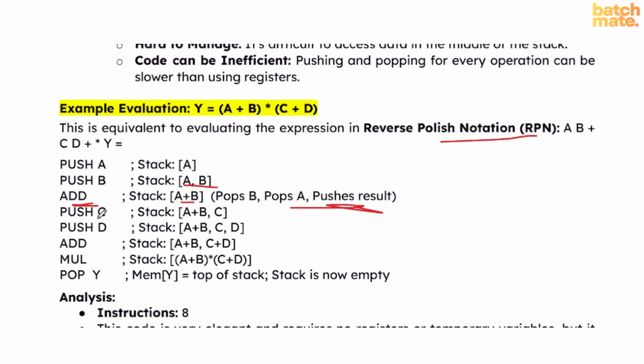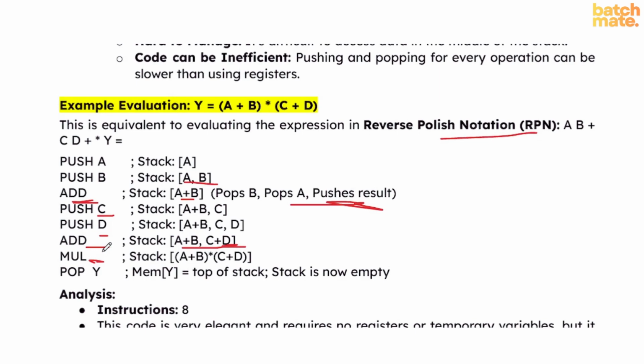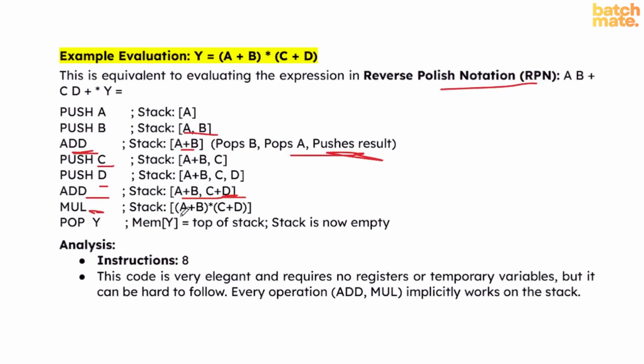Step 2, now in the same way, push C, push D. Then send the command add. So now the stack has C plus D on top and A plus B underneath it. Step 3. Now we have our two bracket results on the stack. So multiply. Here the hardware pops both, multiplies, pushes the final result. Finally, save it to memory Y. So pop Y. And here the total instructions are 8.